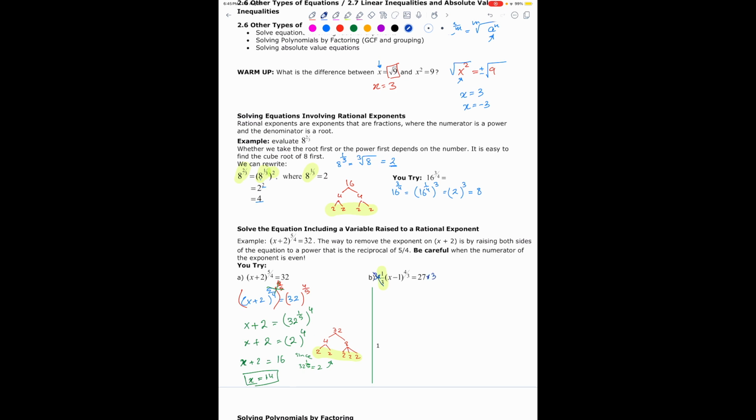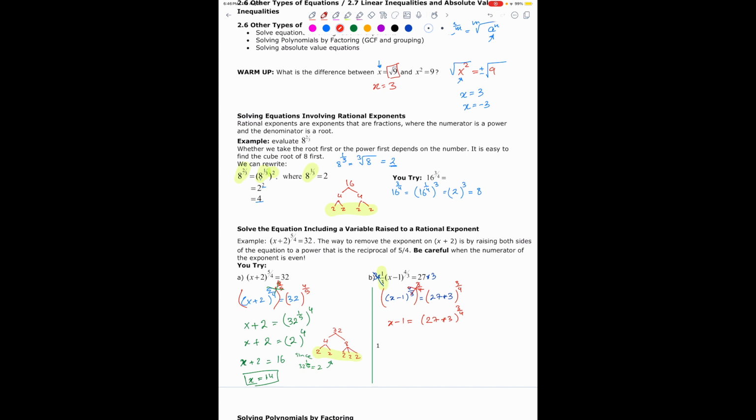This way, this 3 and that 3 are going to cancel. We're going to have x minus 1 all to the 4 over 3 equals 27 times 3. I'm not going to bother to find the answer there. We're going to raise both sides to the reciprocal of 4 over 3, which is basically flipping it upside down and raising this to 3 over 4 as well. These are going to cancel together. We're going to have x minus 1 equals 27 times 3, all raised to the 3 over 4.